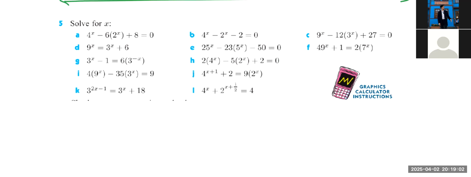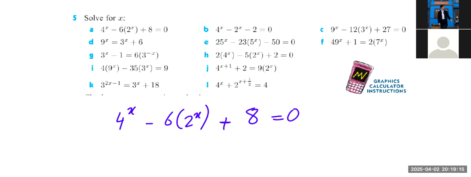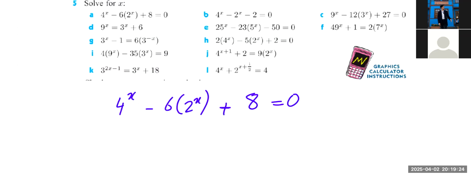So let's do the first part. 4 to the power of x minus 6 times 2 to the power of x plus 8. Okay? First things first, whenever you see an exponential problem, the first thing you should do is try to convert all the bases to the same number. So in this case, you have a 4 base and a 2 base. That's kind of annoying because they're not the same number. I can convert 4 to a base of 2.